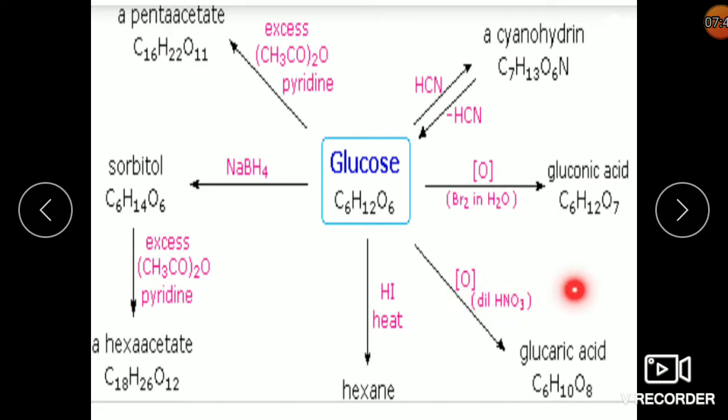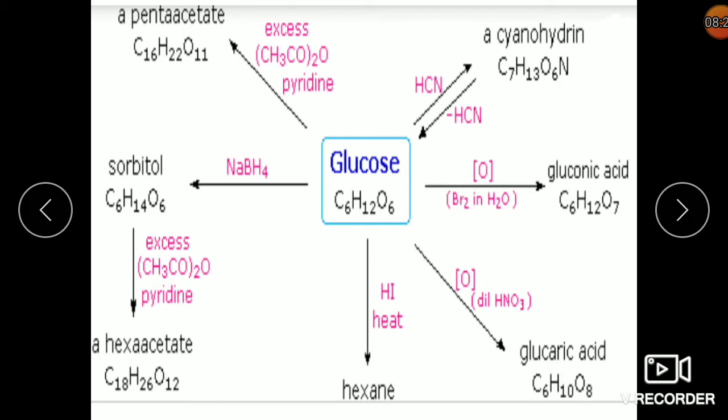On oxidation with dilute nitric acid, it produces glucaric acid. If you do the oxidation in bromine water, then you get gluconic acid. With hydrogen cyanide, it produces cyanohydrin. If it is treated with excess acid anhydride and pyridine, it produces a pentaacetate. On reaction with sodium borohydride, a very strong reducing agent, it produces sorbitol, which on reaction with acetic anhydride and pyridine produces a hexaacetate. Okay, so these are some reactions of glucose.